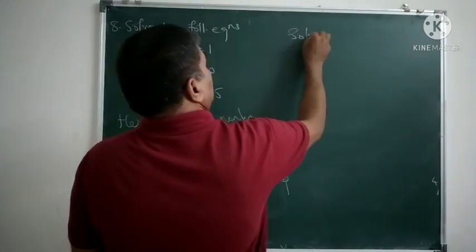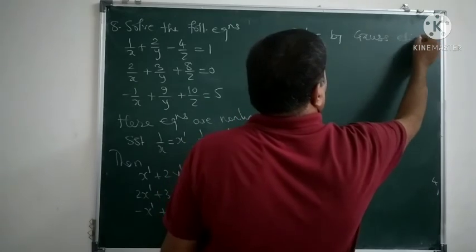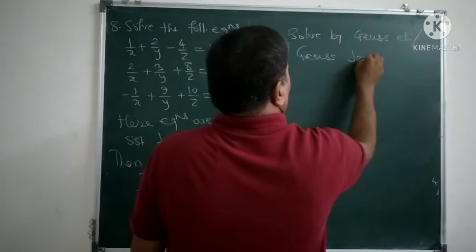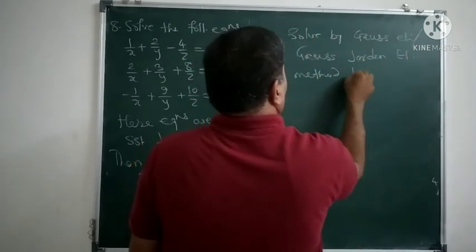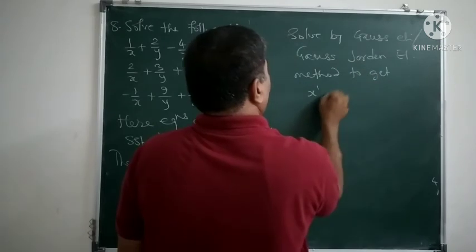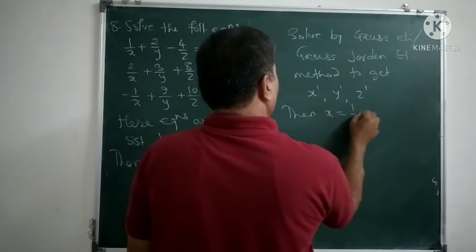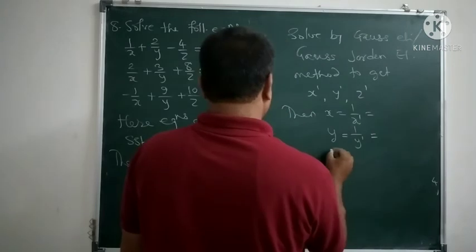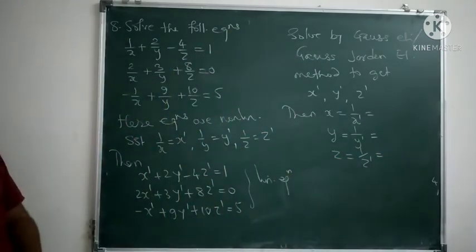Solve by Gauss elimination or Gauss-Jordan elimination method to get x prime, y prime, z prime. Then x is equal to 1 upon x prime, y is equal to 1 upon y prime, and z is equal to 1 upon z prime. So in this way we will obtain solutions of non-linear equations also.